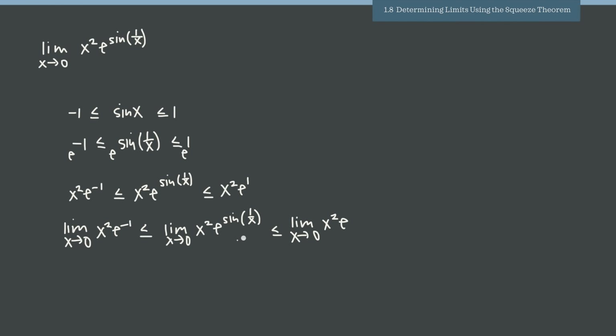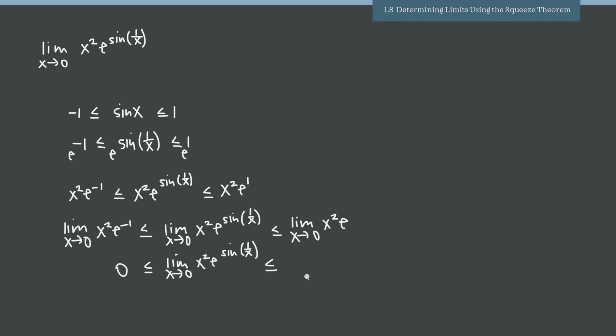Well, remember, we don't know the limit of this middle part yet. We ran into trouble when we did that. However, on the left-hand side, when we substitute x equals 0, we see that we get 0 here for the x squared. 0 times e to the negative 1 is still 0. So we end up with 0 over here on the left-hand side, less than or equal to the limit we don't know yet, x squared e to the sine of 1 over x, less than or equal to, and over here, same thing.